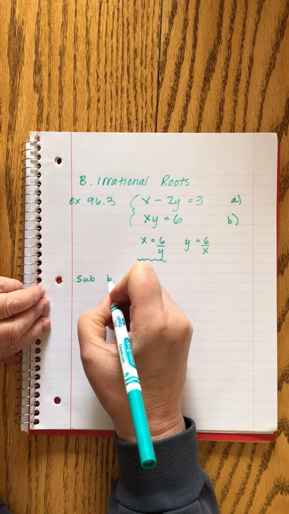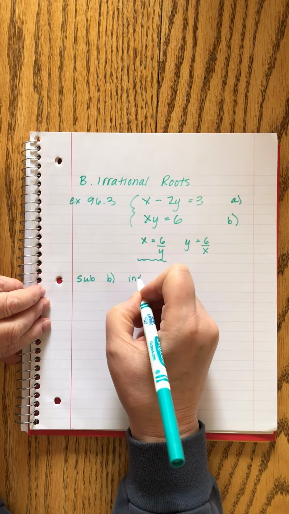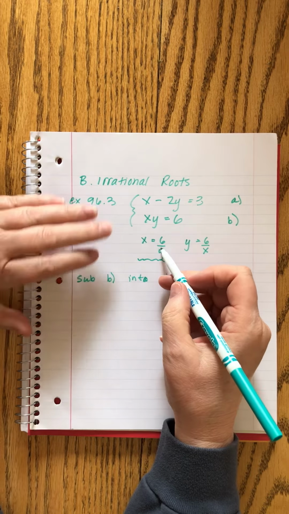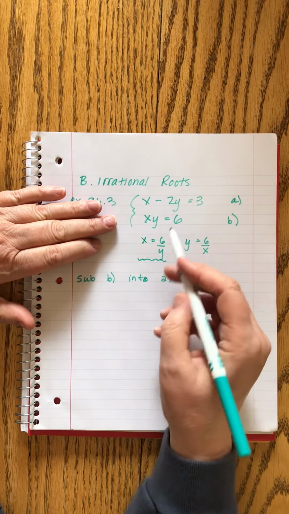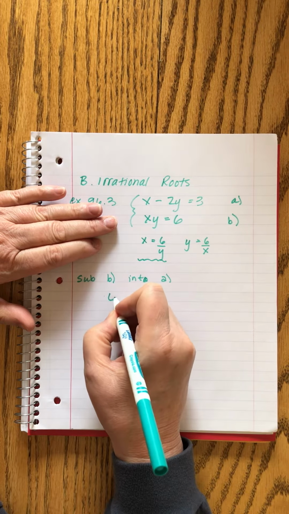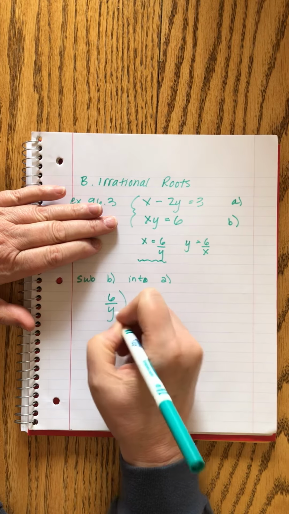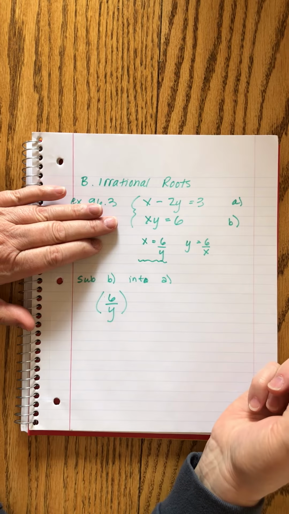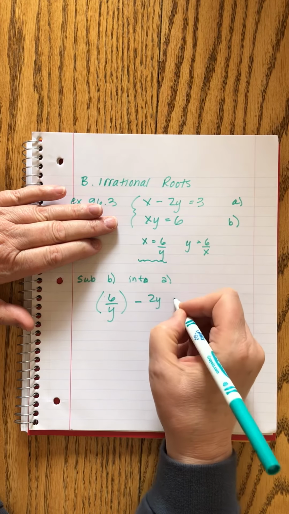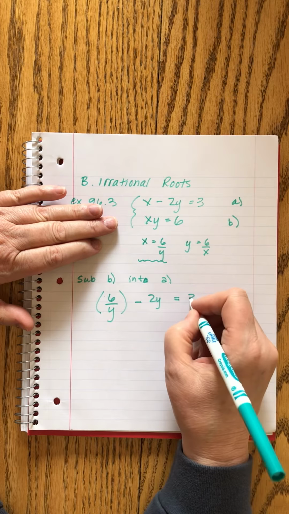So we're substituting B into A. We're just using this weird form of B, right? We just changed it around. So now here's A. It's x, but we changed x into 6 over y. So I'm going to put parentheses around it so you know that that's how we changed it. 6 over y minus 2y equals 3.